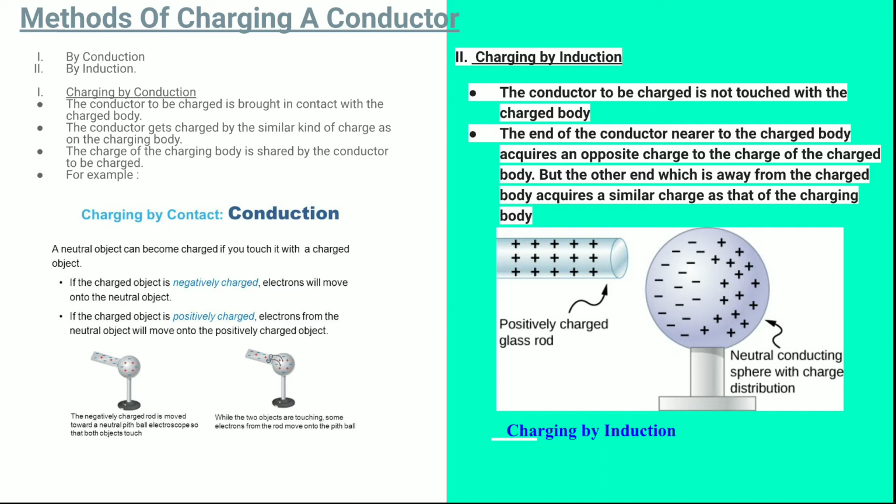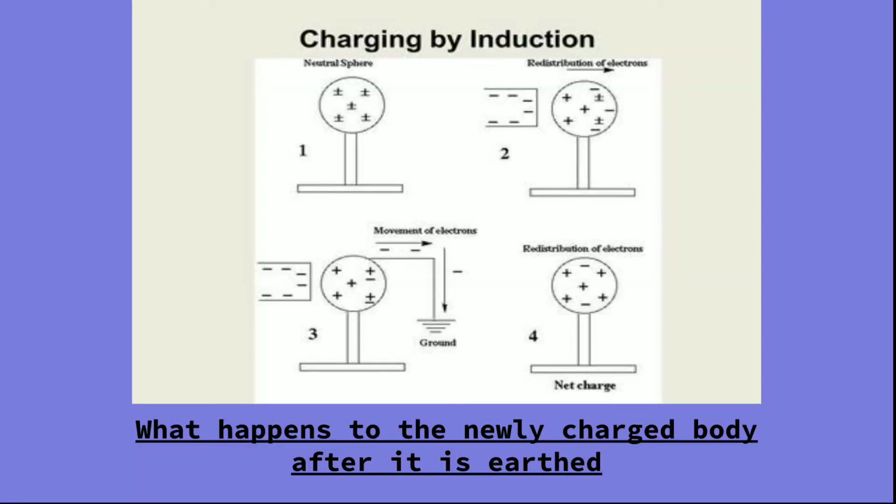See from the picture: the positively charged rod is brought near the neutral object. The near portion of the neutral object, which is near this positively charged rod, becomes negatively charged, and the far end becomes positively charged.